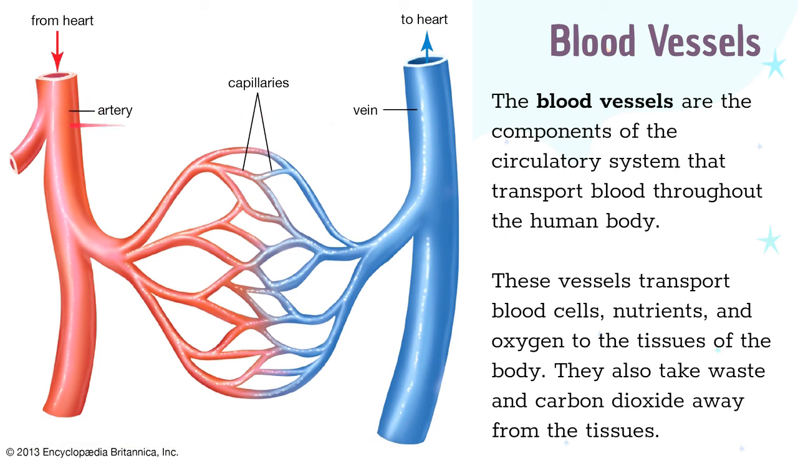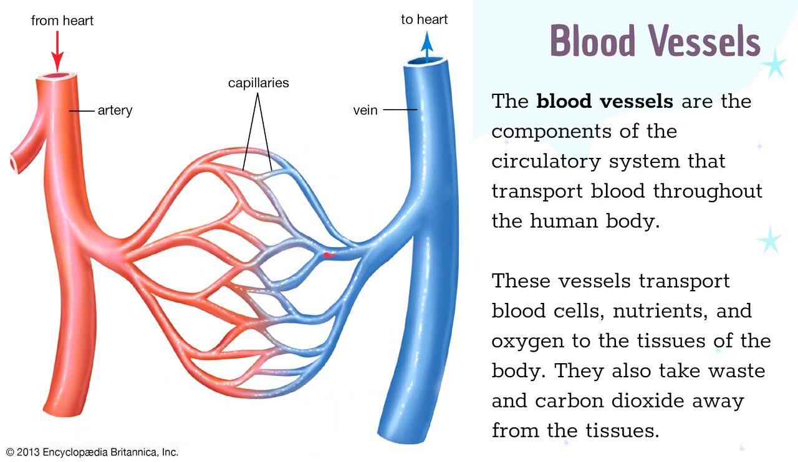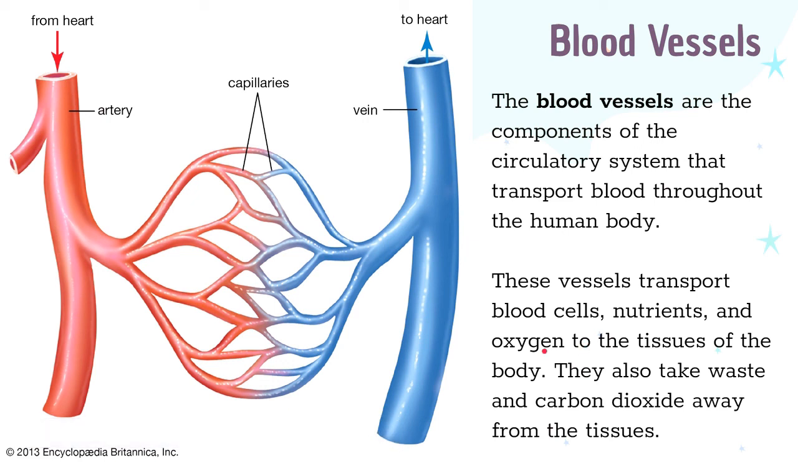Arteries carry blood away from the heart. Veins carry blood towards the heart. Now the type of blood vessel where gas exchange could take place, from oxygenated to deoxygenated, we call capillaries. These blood vessels, arteries, capillaries, and veins, transport blood cells, nutrients, and oxygen to the tissues of the body. They also take away waste products, such as excess water and carbon dioxide as metabolic waste, and bring them to the excretory organs to be excreted.